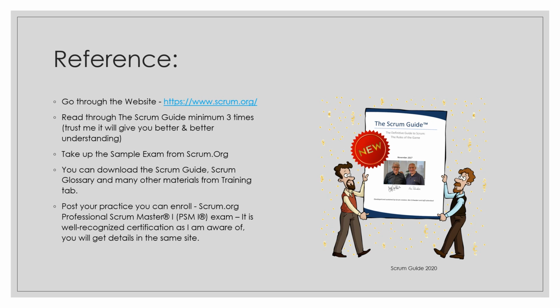There is a sample exam you will find on scrum.org. Please go through that, and download the Scrum Guide. I'll also recommend the Nexus Scrum Guide or Evidence-Based Management, which is useful for the product owner certification. You can download and practice on that, right? And there is a certification exam, a well-recognized one as far as I am aware, which has value in the market, and you will get details on scrum.org. You can definitely go through that.